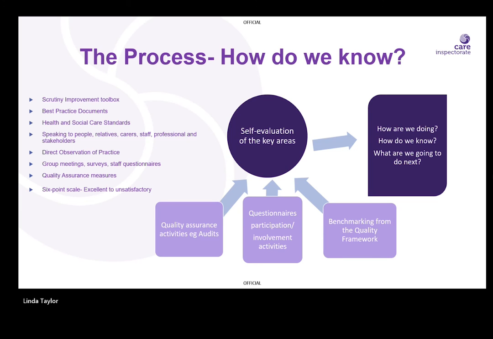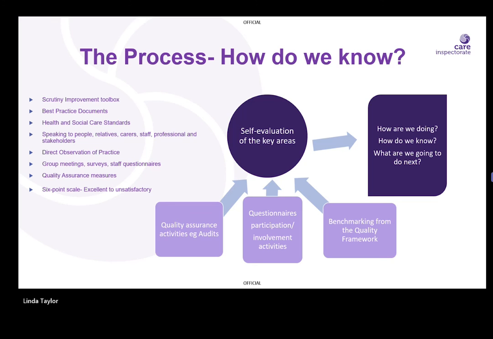How do we know? This slide highlights what you can use to collect your evidence to evaluate your service. You need to collect reliable evidence to establish your baseline. For example, alongside the quality illustrations is the Scrutiny and Improvement Support Toolbox. This gives you a list of support actions you can use to help evaluate how good you are, such as observation of practice, and key improvement resources, such as best practice documents and the health and social care standards.